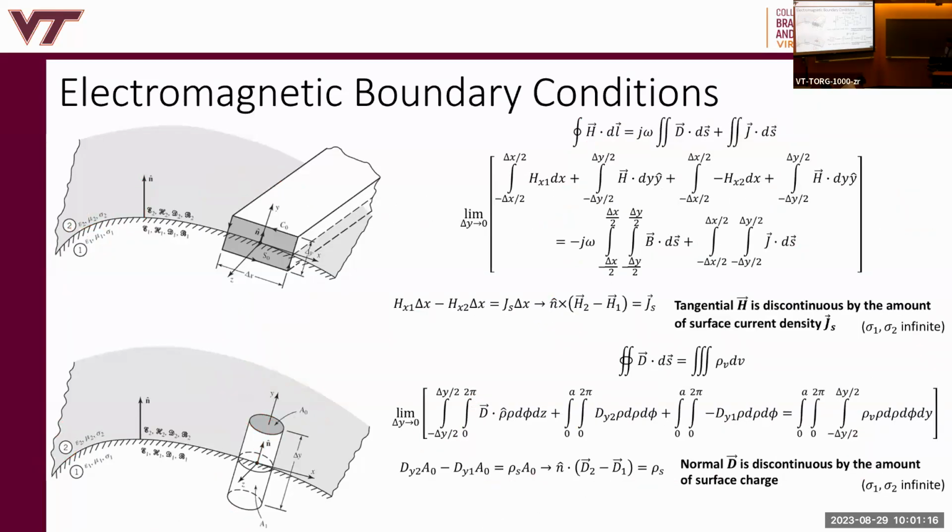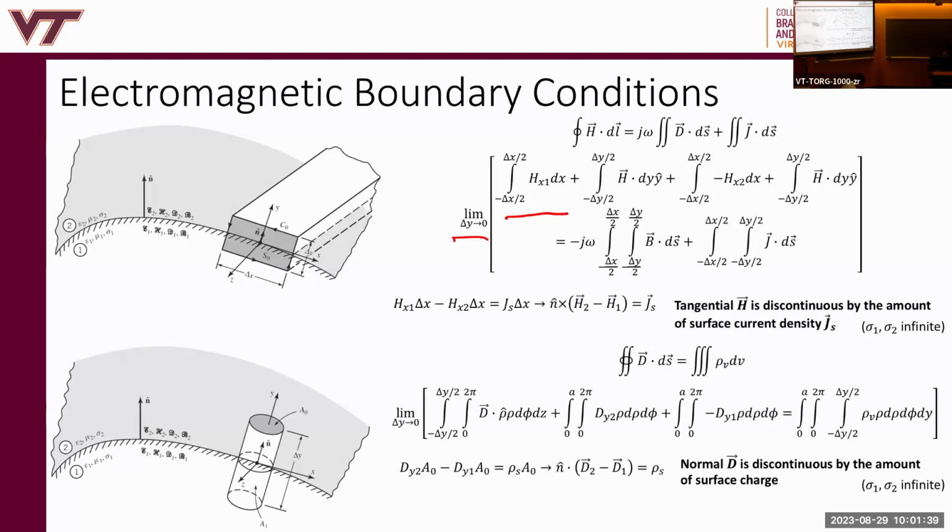So now let's look at the other conditions. Here's where we're considering infinite conductivity for sigma 1 or sigma 2. Same thing, we go through the same derivation. The construction is exactly the same. I have the integral of H dot dl, and then I have these two terms on the right. This is Ampère's law in integral form. I take the limit as delta y goes to 0.